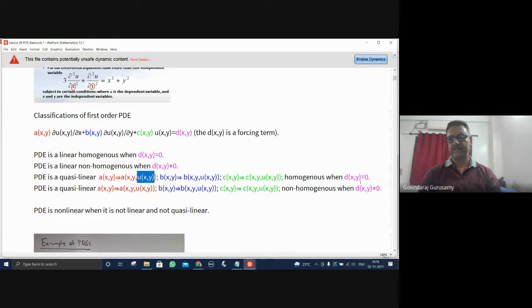When this is equal to 0, it is homogeneous, and you retain the same condition throughout. When it is not equal to 0, it is non-homogeneous, but again the PDE is quasi-linear, non-homogeneous when this is not equal to 0. The PDE is non-linear when it is not linear and not quasi-linear. So both conditions are violated. When this is violated, it becomes a non-linear PDE.